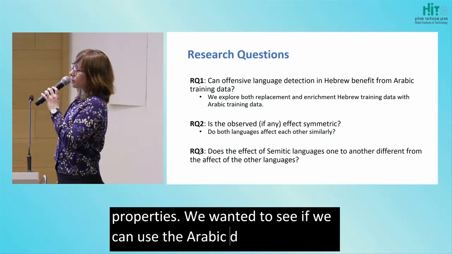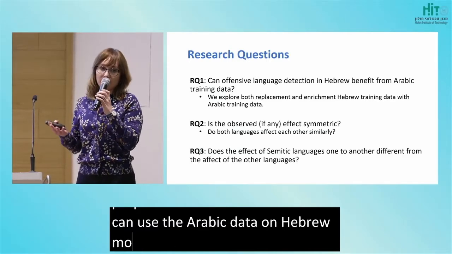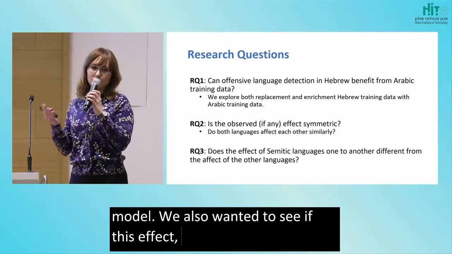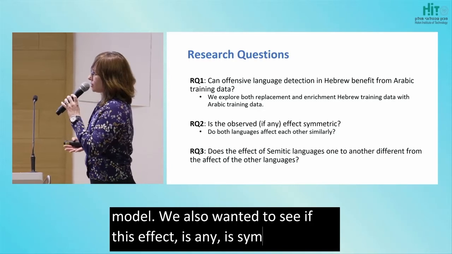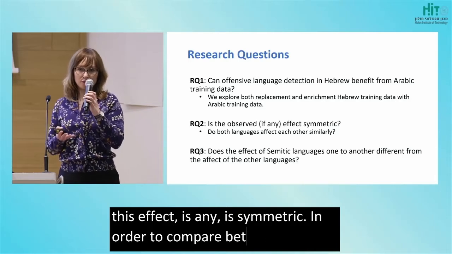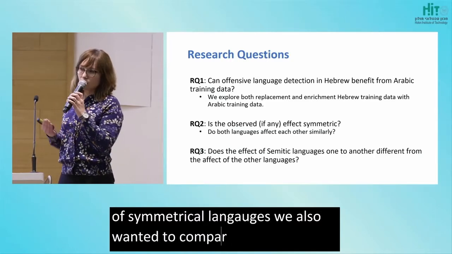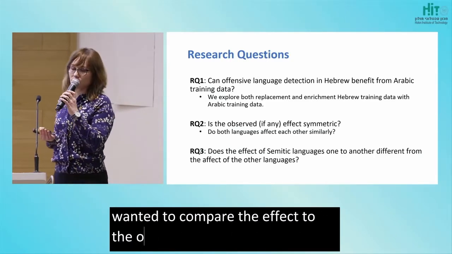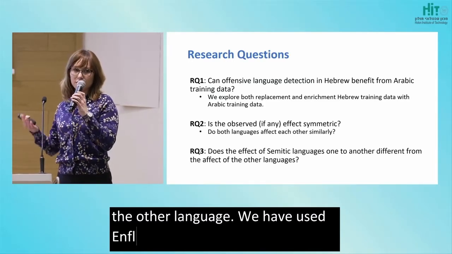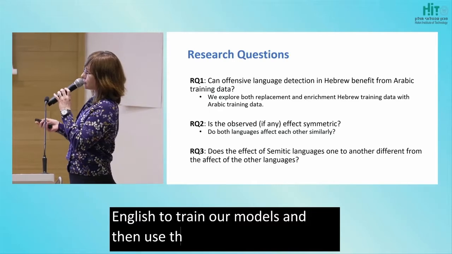And we also wanted to explore whether this effect, if any, is also symmetric. I mean, that we can use Hebrew training data for analyzing Arabic. And in order to compare the effect of Semitic languages, one to another, we wanted also to compare this effect to other foreign languages. So we used English as a foreign language for training our models and then compared their accuracy and the other performance metrics to the Semitic models.